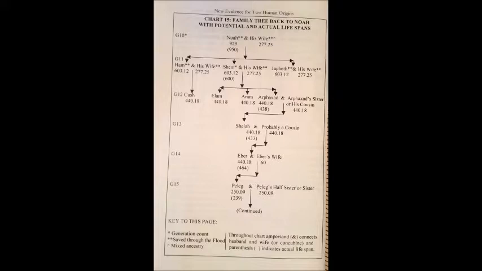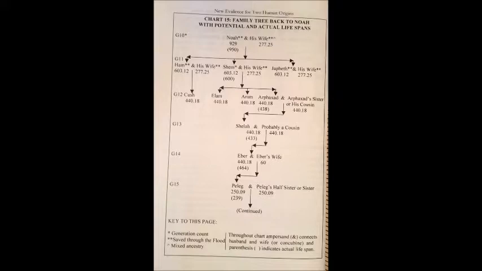Their son Shem actually lived 600 years. According to the Bible, his potential lifespan I calculated to 603 years, and his wife's potential lifespan, I calculated to 277 years. They had a son, Arphaxad, with a potential lifespan of 440 years and an actual lifespan of 438 years.